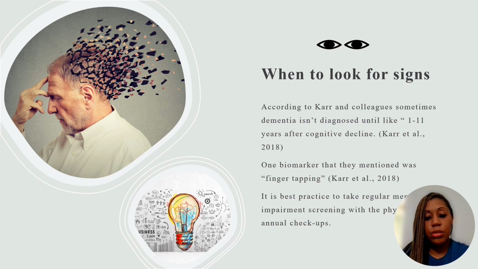One of the biomarkers to look for, as far as what Carr stated, was finger tapping. So that would be one thing that you could look for. It's best to get diagnosed early, so looking for biomarkers is good. In order to slow progression, you would need to be diagnosed early with any type of mild cognitive impairment or mild to moderate dementia.